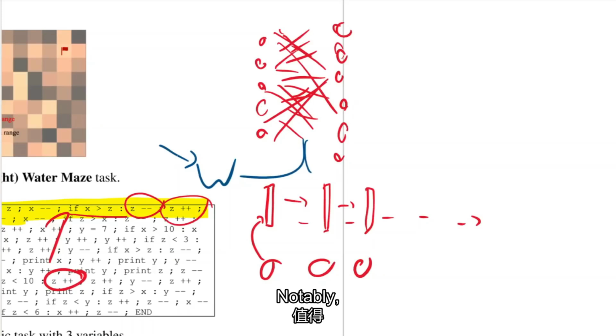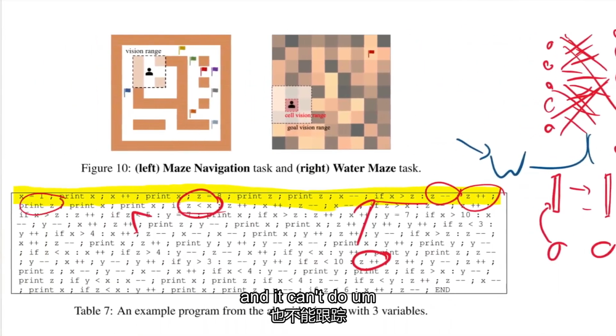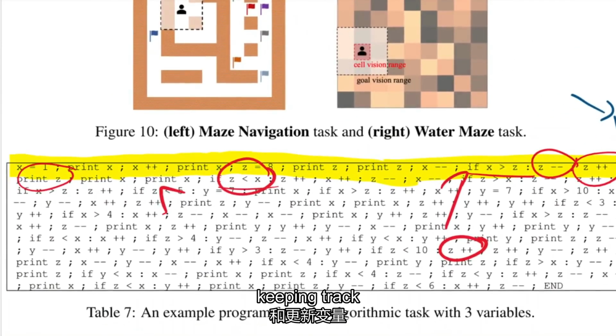In every neural network, there is a linear operation at the heart of the neural network layer. And a linear operation can only do so much. Notably, it can't solve things like the XOR problem, it can't do if conditions, and it can't do keeping track of and updating variables. You cannot.